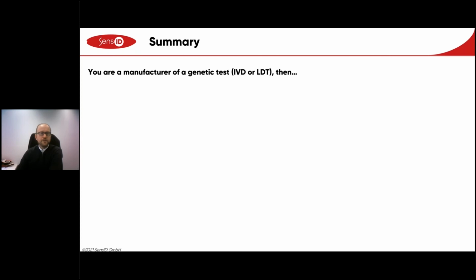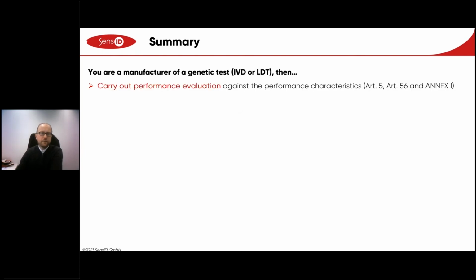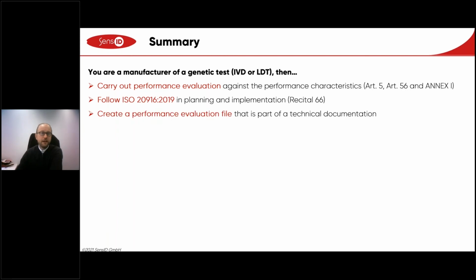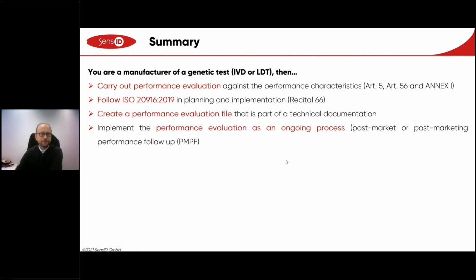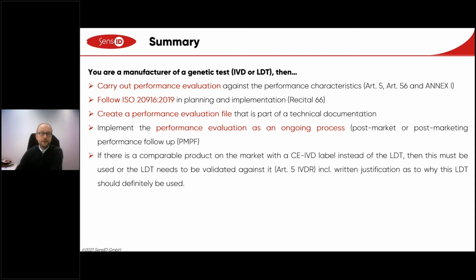So with this, I come to the summary. If you are a manufacturer of a genetic test, an IVD or LDT, then you should carry out performance evaluation. You should follow ISO 29916 in planning and implementation of this, and create a performance evaluation file. We should implement the performance evaluation as an ongoing process, post-market or post-marketing performance follow-up. And if there is a comparable product on the market with a CE IVD label instead of the LDT, then this must be used, or the LDT needs to be validated against it.